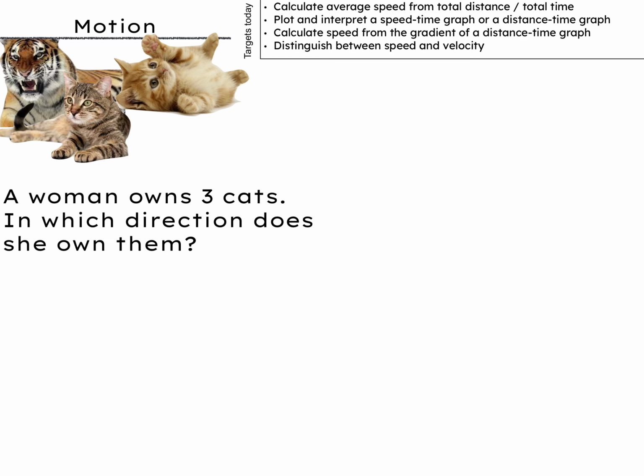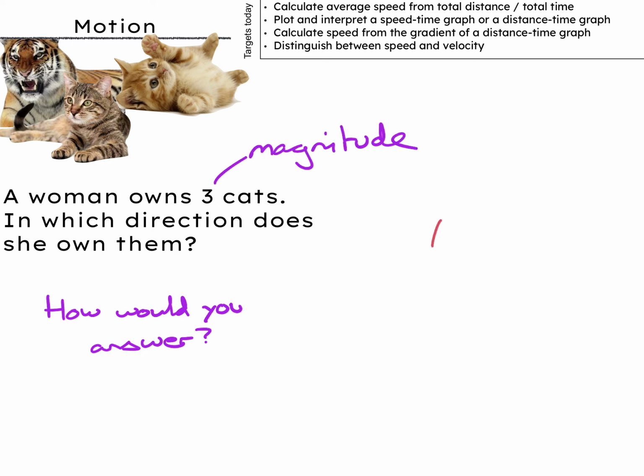A woman owns 3 cats. In which direction does she own them? How would you answer a question like that? Well, like I said, it's a silly question. Owning cats has a magnitude, 3 in this case, since there are 3 cats, but it doesn't have a direction.